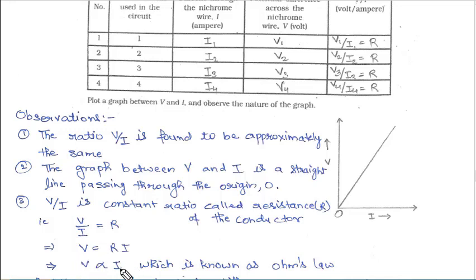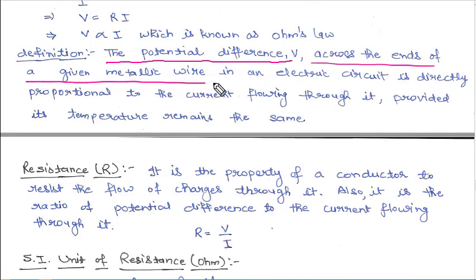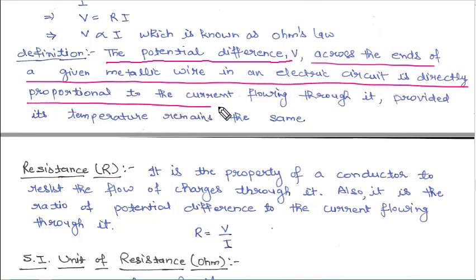So they are directly proportional to each other. This is known as Ohm's law. Now what is the definition of Ohm's law? It states that the potential difference V across the ends of a given metallic wire in an electric circuit is directly proportional to the current flowing through it, provided its temperature remains the same.